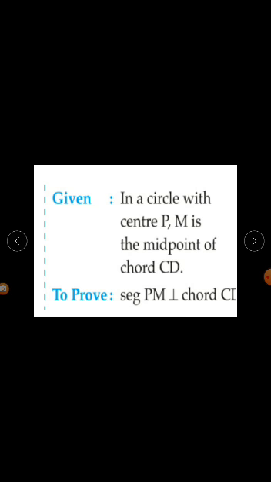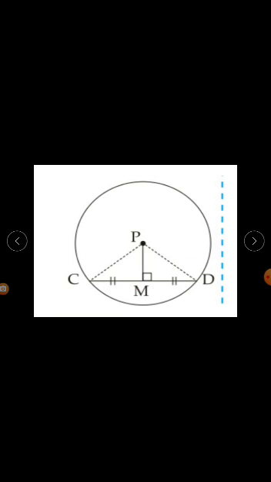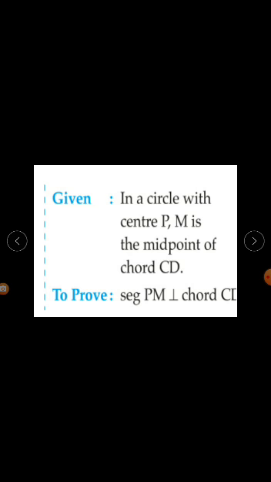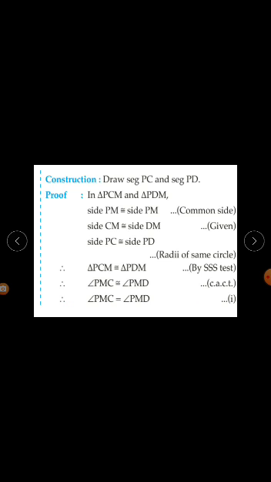So, what is given? In a circle with center P, M is the midpoint of chord CD. It is given. To prove: PM is perpendicular to chord CD. M is the midpoint of CD, it is given. You have to prove that segment PM is perpendicular to chord CD.